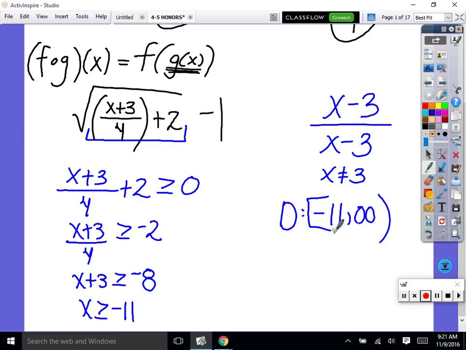I didn't specify, so either or would have worked. We usually like interval notation. Good question, though. Okay, so now we can simplify our answer. This is f of g of x. Let's simplify it. So what did you get underneath the radical here?